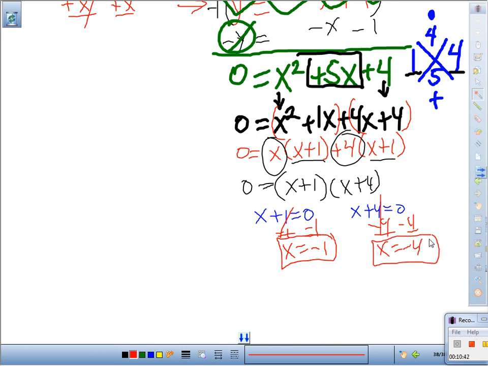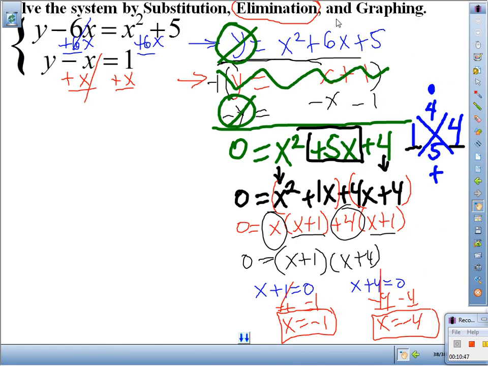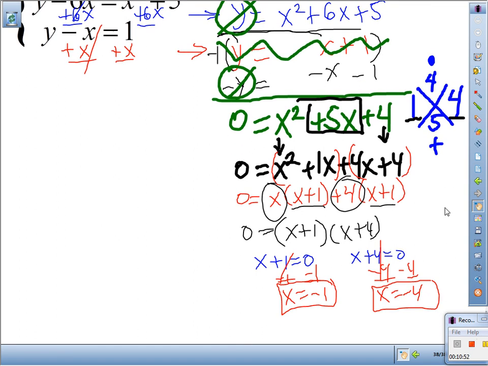Am I done, Mr. Q? No. We just solved the equation of both lines or both equations combined. But is that the solution to the system? No, the solution to the system is what? A point. Or in this case, how many x's do we have? 2. So it's going to be how many points? 2. Now we need to find y. The variable y. We need to solve for y.